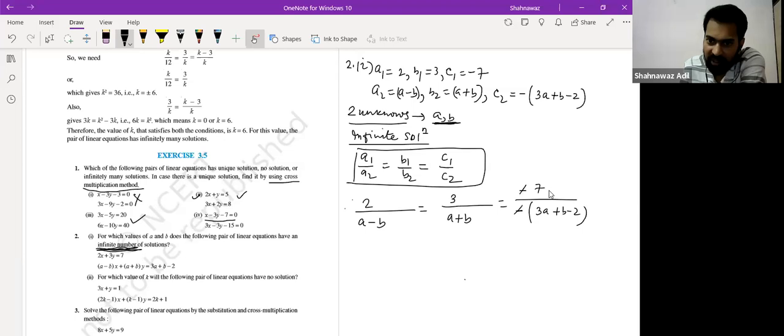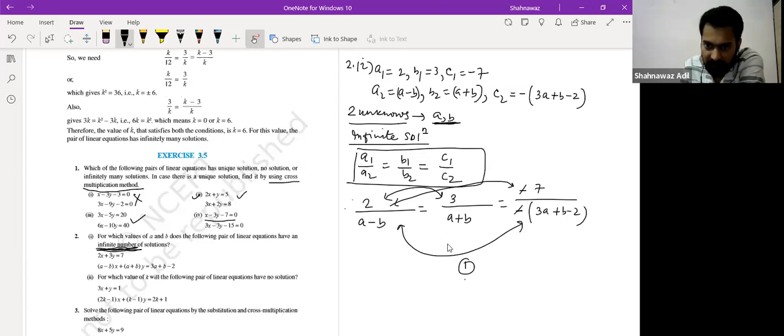So we need two equations, right? First we compare this one with this one, so we'll get one equation. And we can compare what? This one or this one. Or we can compare this one or this one. So any combination we can take. So let's just take the first one.